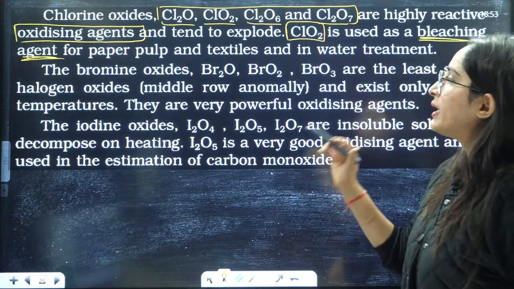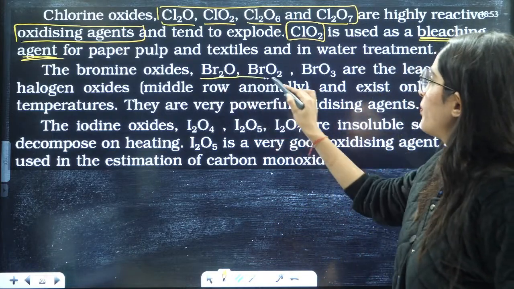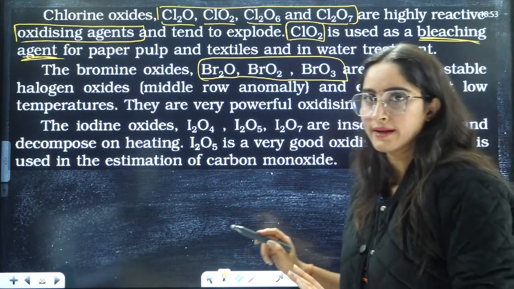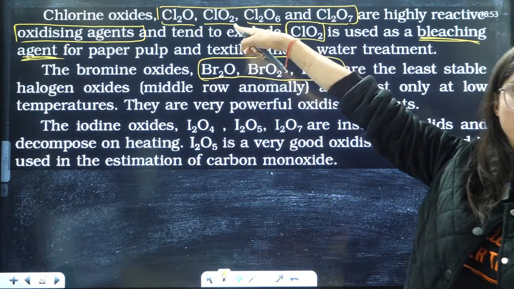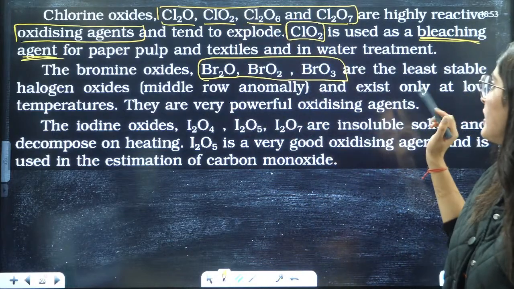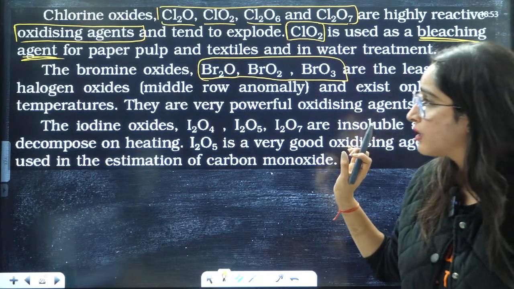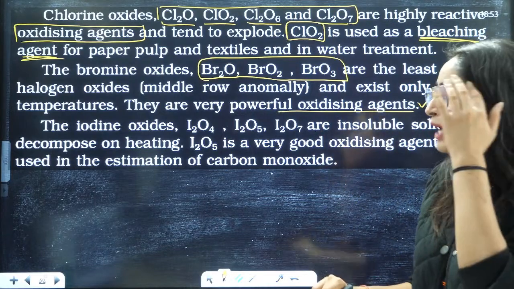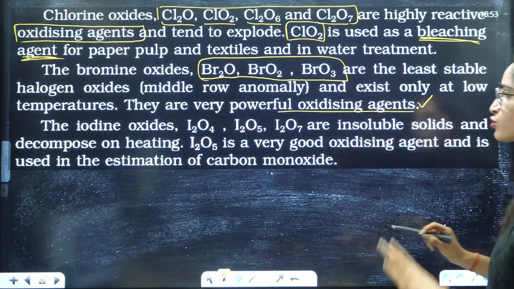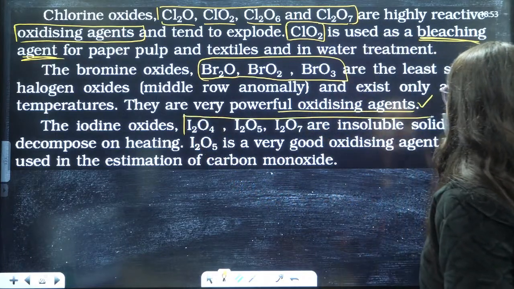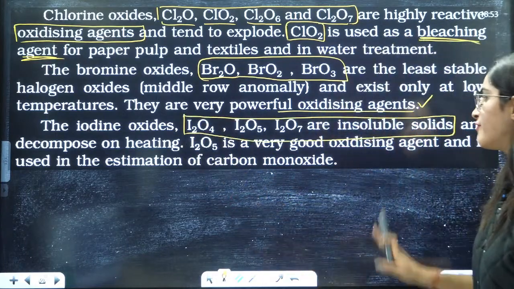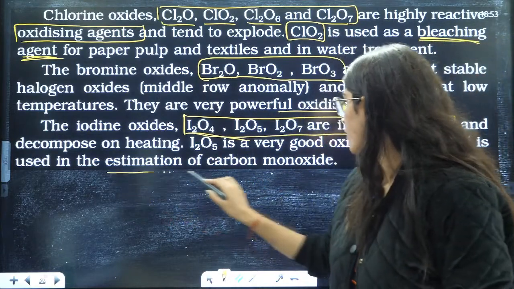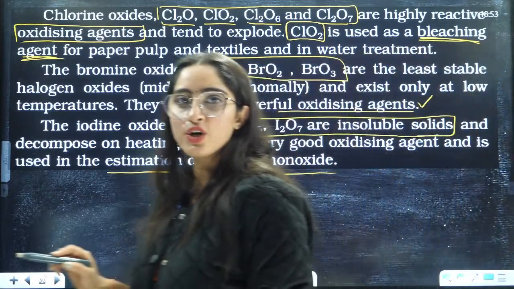Okay. So the bromine oxides Br2O, BrO2, BrO3 are the least stable halogen oxides. Usually they can ask you about chlorine oxides, right? So middle row anomaly, right? And they exist only at low temperatures. They are very powerful oxidizing agents. Iodine oxides, right, are insoluble solids. Very good oxidizing agents again, right? And used in estimation of carbon monoxide, right? Okay.